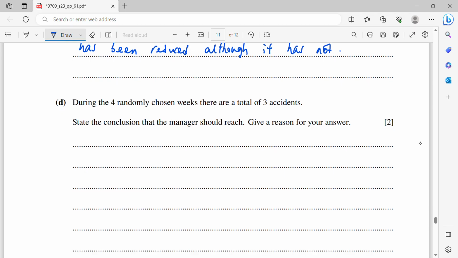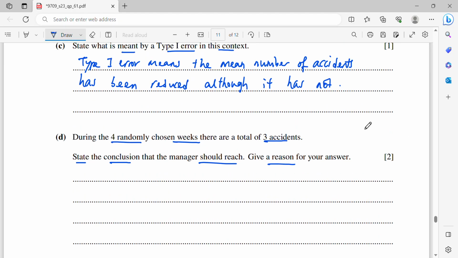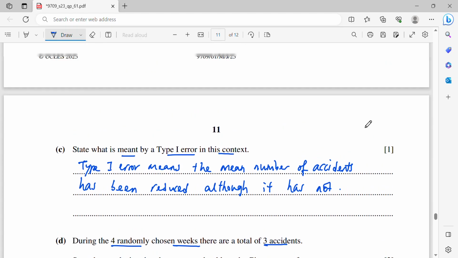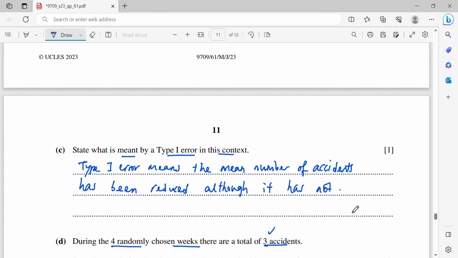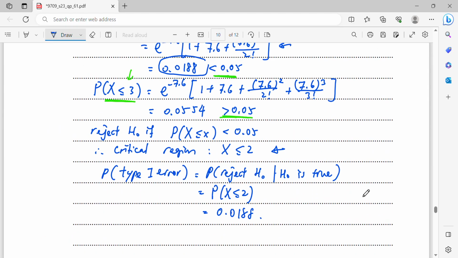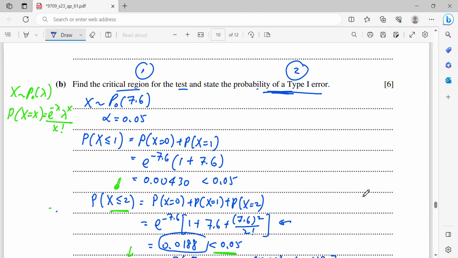Okay, now D. During 4 randomly chosen weeks, there are a total of 3 accidents. State the conclusion that the manager should reach. Give a reason for your answer. Okay, so now, from here, 3 accidents means that x equals 3. So, go back to part B.